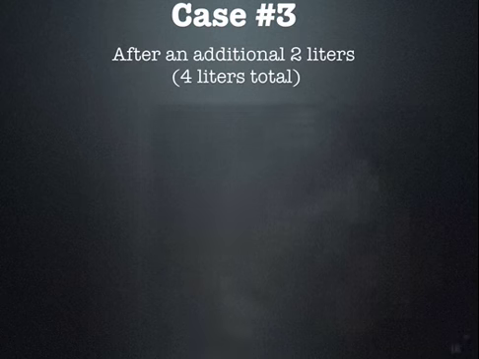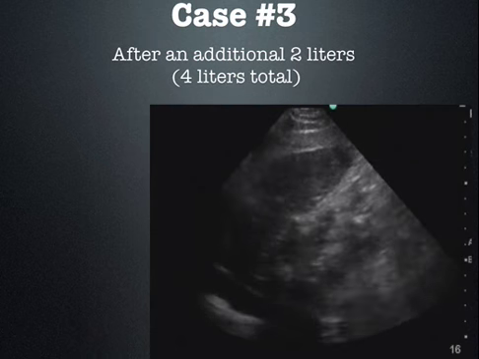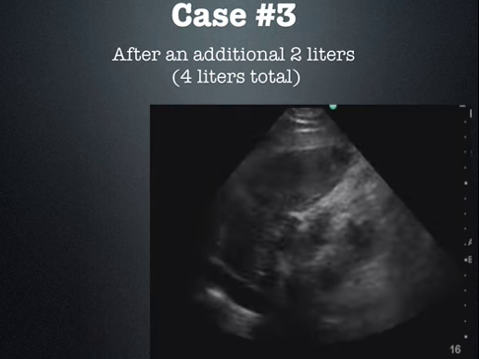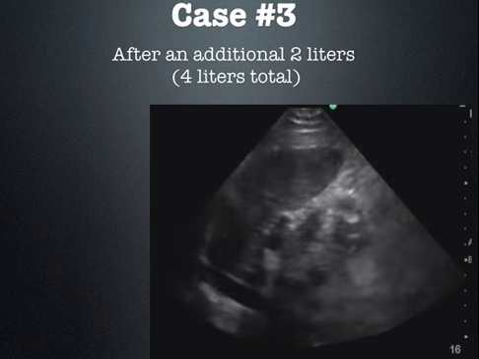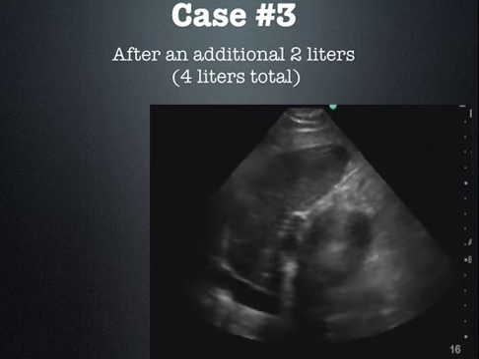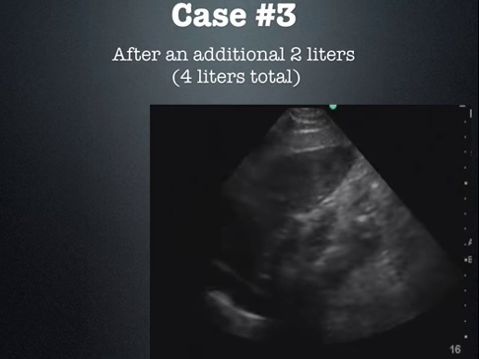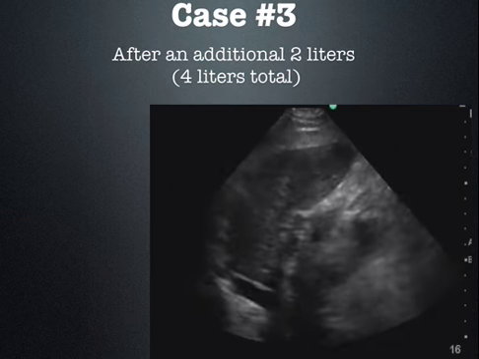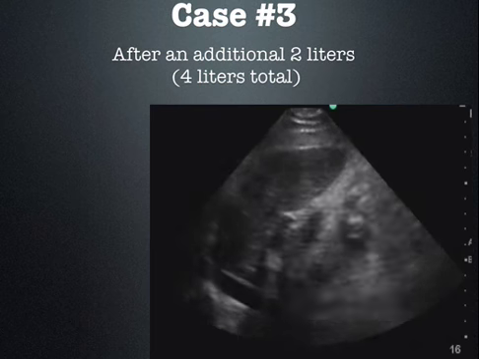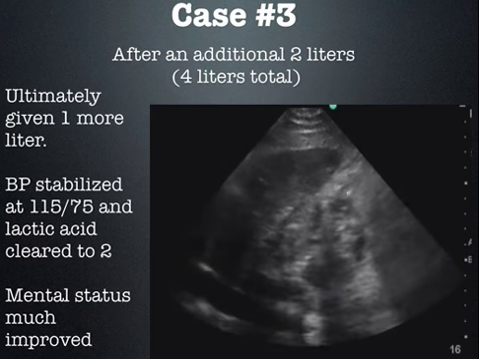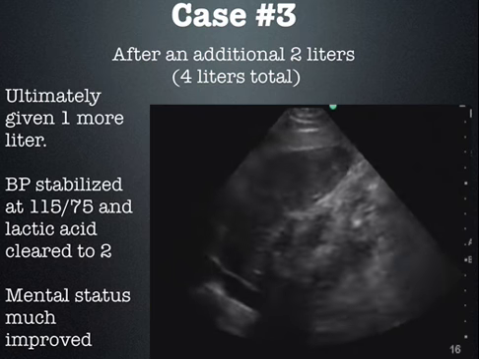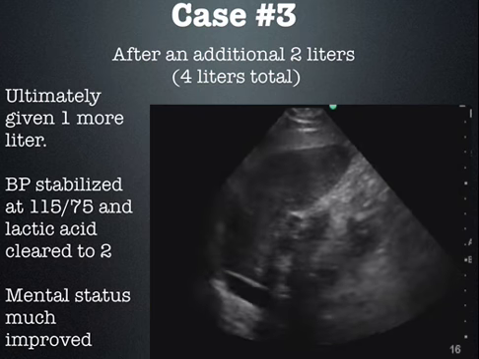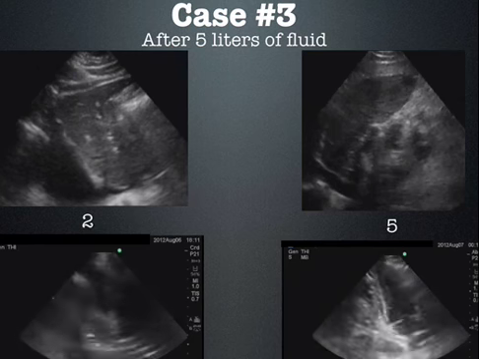So after an additional 2 liters, here's her IVC. She was making some improvement, but not where I wanted her to be from a mentation perspective. So she's 40%, 50% collapse, something like that. So I went ahead and gave her 1 additional liter, and her blood pressure ultimately stabilized at 115/75, and her lactic acid cleared. Mental status was much better.